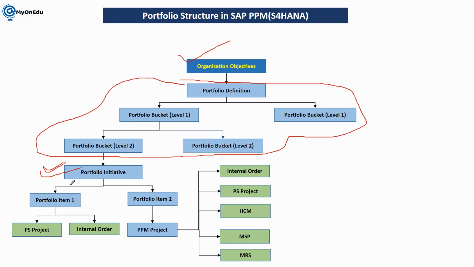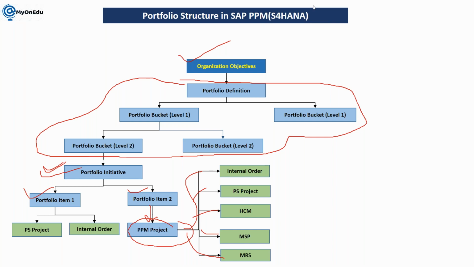execute multiple projects sometimes. For example, when you say township development, this is one proposal only, but when you are going to execute, you may require to execute multiple projects, like a residential project, commercial project, school project, car parking project. So you may require to execute multiple projects here, which will be in the form of items, and further these items are managed in your portfolio project. And this portfolio project can be integrated with internal order, project system, SCM, MSP, and MRS.